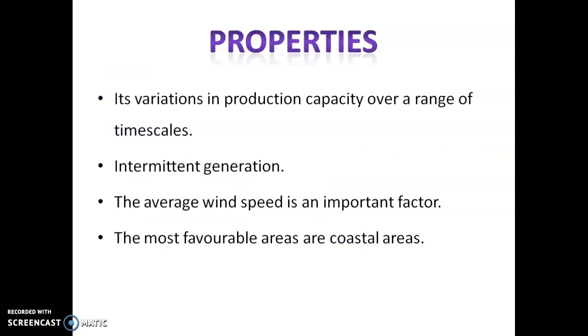Then let us come to the properties. Yes, its variation in production capacity over a range of time scales, because it is very intermittent generation, that is referred to as strong variation with time of wind and solar power. The amount of energy that is extracted from the wind is not the same everywhere. It depends upon the location. In a hilly area it is different, in a bottom area it will be different, right? So the average wind speed is an important factor. However, the distribution of wind speed also matters.